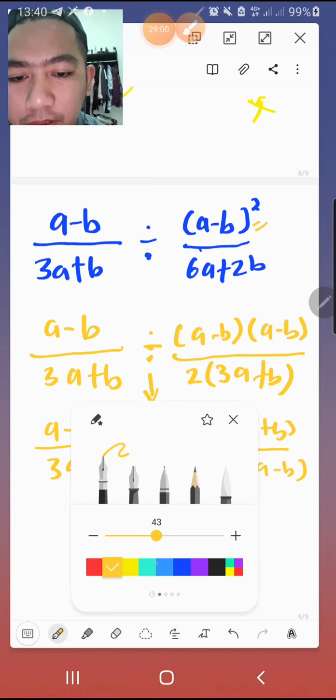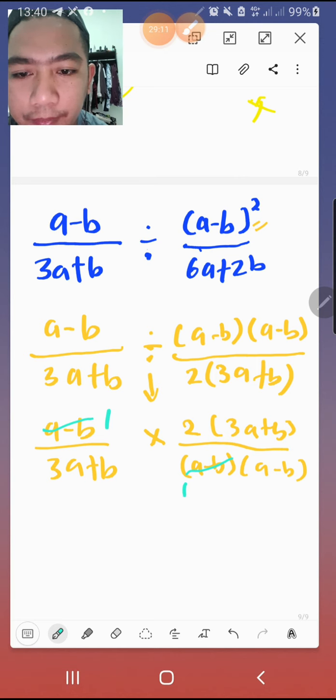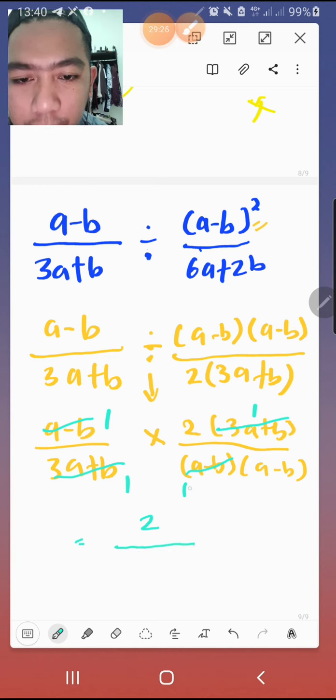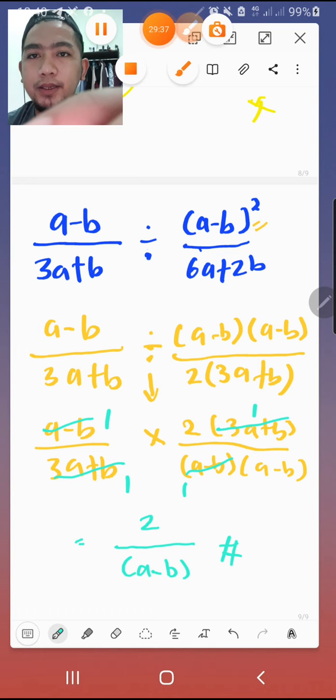So now can we simplify? So a minus b can simplify with a minus b here, so 1. Then here 3a plus b you can simplify with 3a plus b here, it will become 1. So 1 times 2 times 1, it will become 2. And then 1 times 1, 1 times a minus b, a minus b. So the answer is 2 over a minus b.